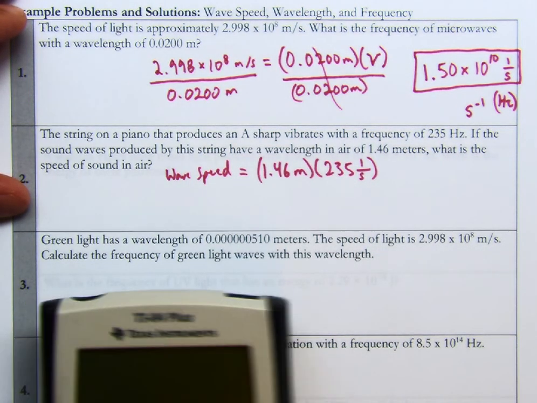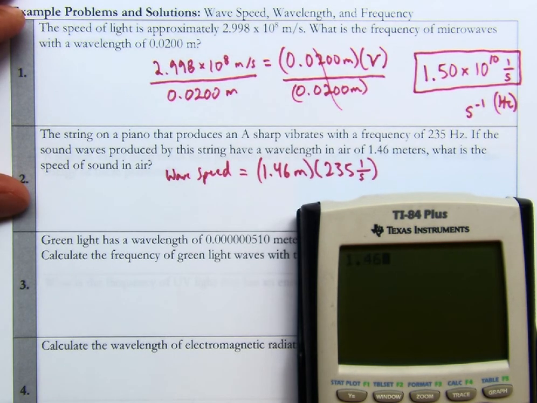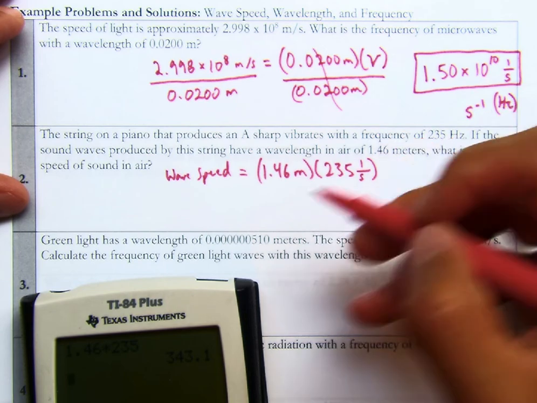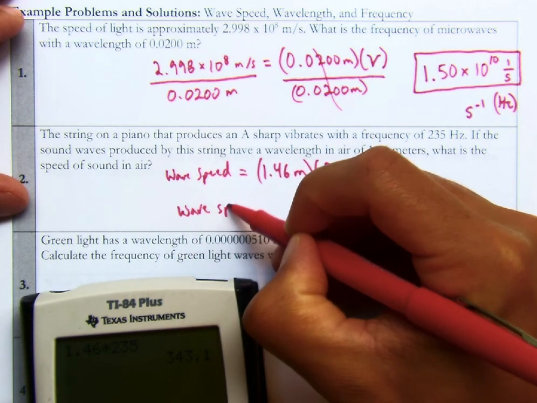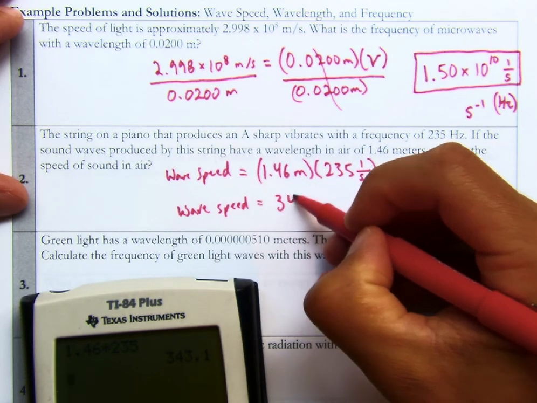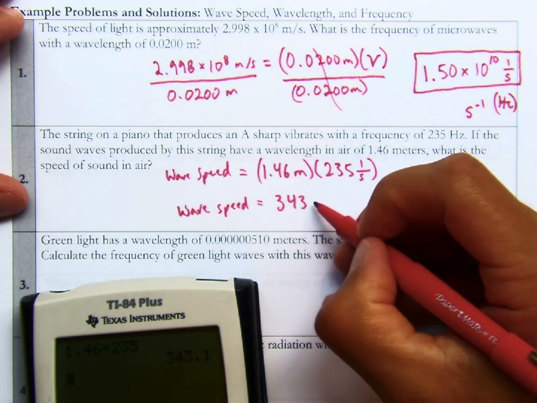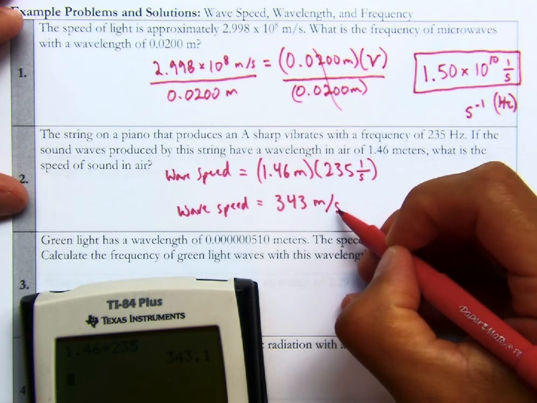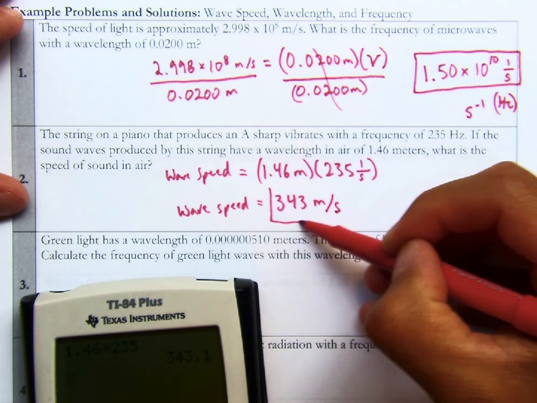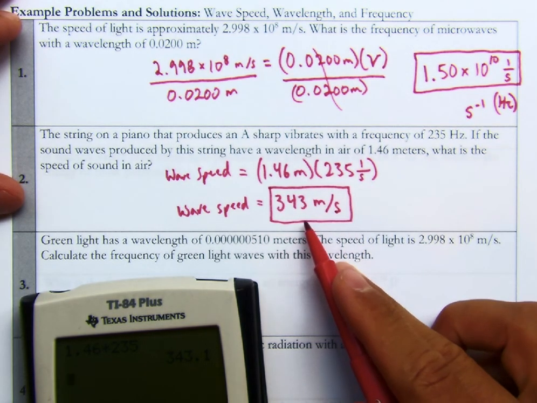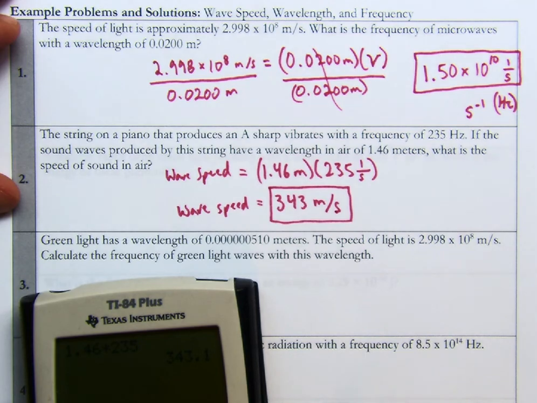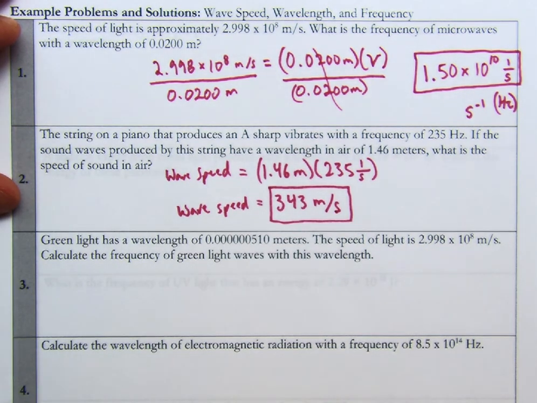So I'm going to take the calculator here: 1.46 wavelength times frequency, 235. We get, rounding to 3 sig figs, wave speed equals about 343. And now what's our unit? Meters per second, because we're multiplying these two. And that is very close to the speed of sound, which is like 1,130 feet per second. Well, we'll just leave it at that. That's what the answer should be. It makes sense. Okay, next one.